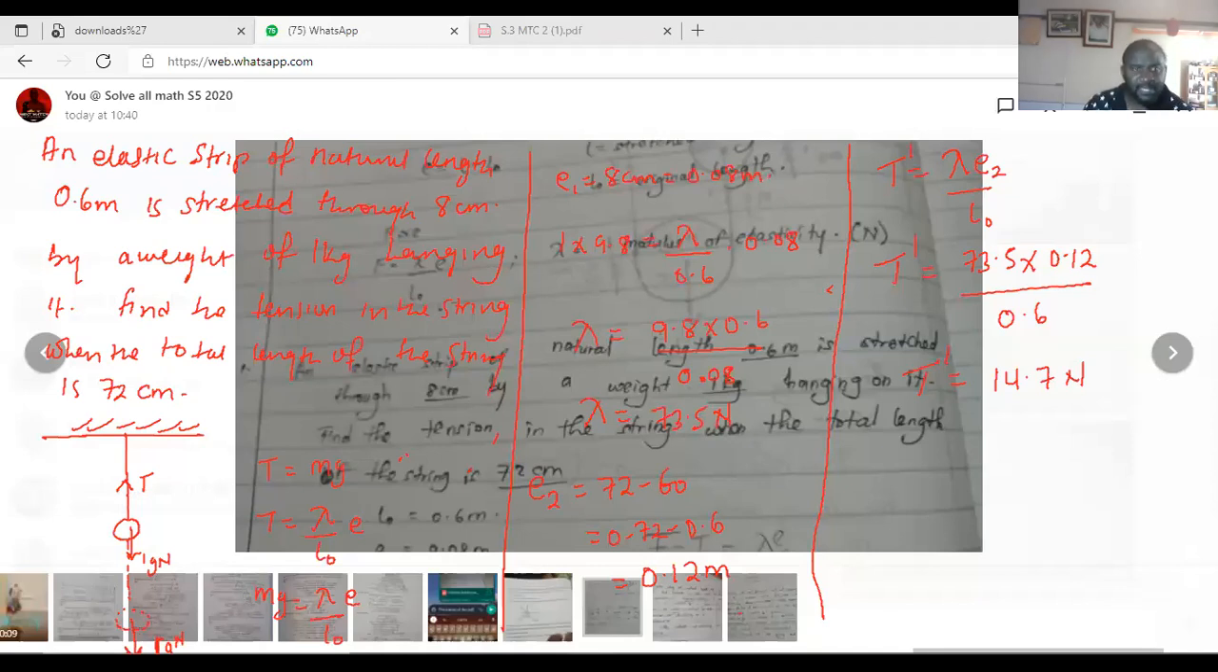So this example was basically looking at a hanging mass, which we have seen has been held by a string. That string was elastic, so the string extended to produce an extension of 0.08 meters, which helped us to find the modulus of elasticity. And then that modulus of elasticity, we have ended up using it to find the tension in the second case, when the extension has been 0.12 meters as a result of realizing a new distance as 72 centimeters.